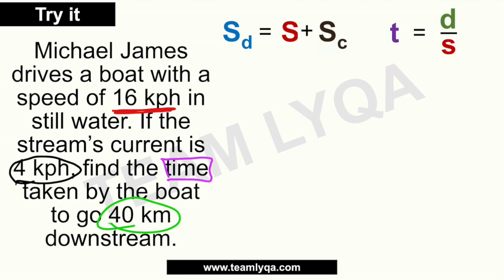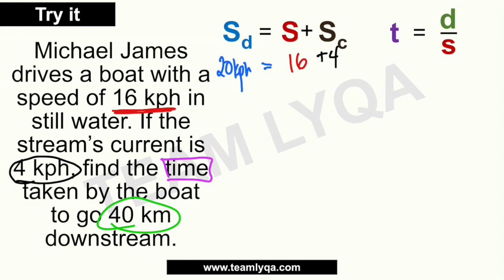Now, let's start with yung pinaka-basic, which is this. Kung ang speed ni Michael sa still water ay 16 at ang speed naman ng current ay 4. So, dahil 16 plus 4, ang kanyang speed downstream ay magiging 20 kilometers per hour.